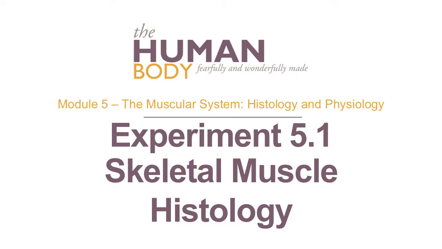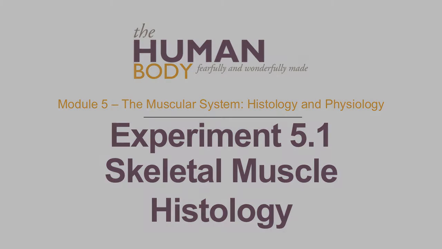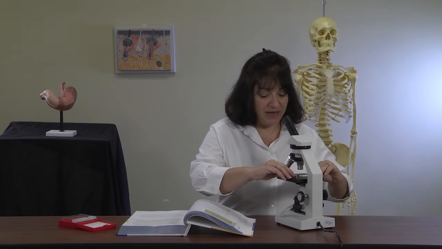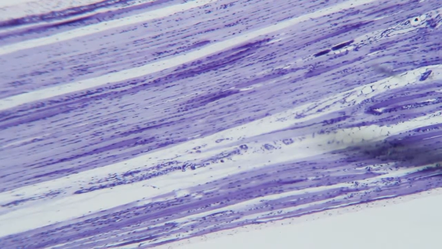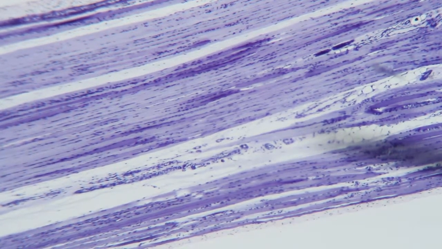Module 5, the muscular system, histology and physiology. Experiment 5.1, skeletal muscle histology. In this lab, we're going to take a closer look at the skeletal muscle tissue. And we need for that our human striated muscle slide. Let's take a look at that under 40 power. Skeletal muscle is actually pretty easy to identify under the microscope. It stains nicely, and we'll be able to see those individual muscle cells. So at 40 power magnification, go ahead and center your slide, and then let's move it to 100 power magnification.